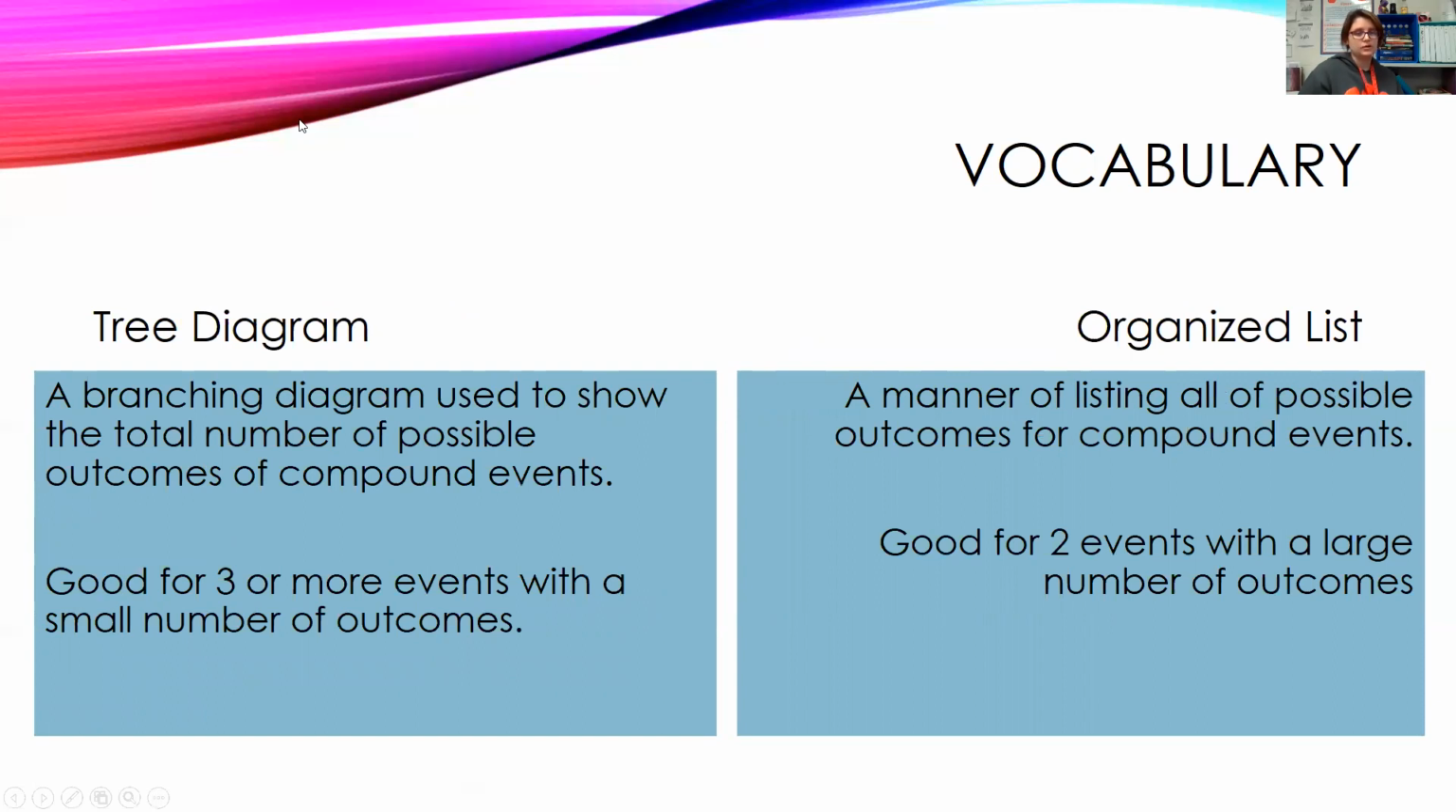The two types we will look at are a tree diagram and an organized list. A tree diagram is a branching diagram used to show the total possible outcomes of compound events. These are very good for 3 or more events with a small number of outcomes each. An organized list is a manner of listing all possible outcomes for compound events. This is good for 2 events with a large number of outcomes each.